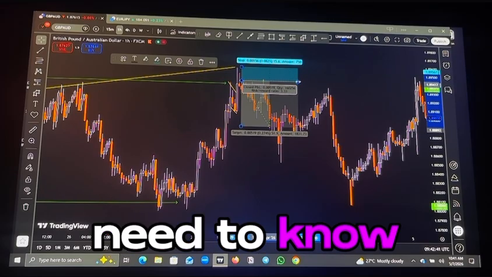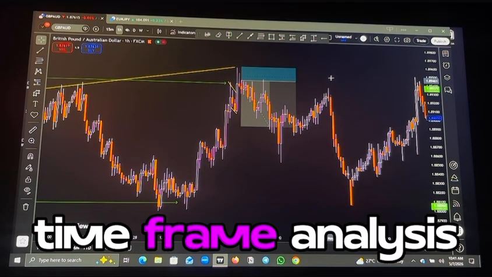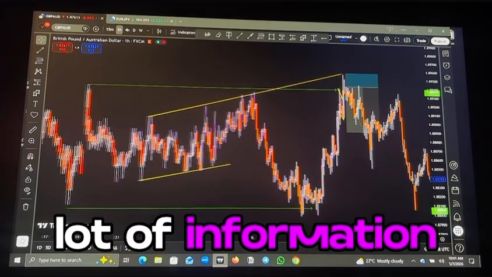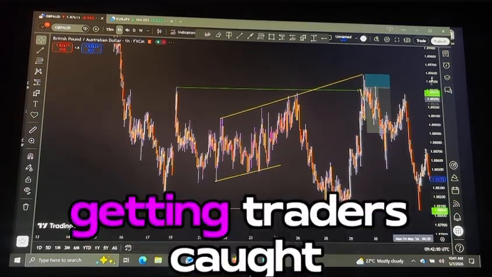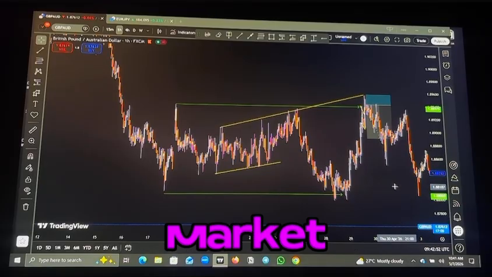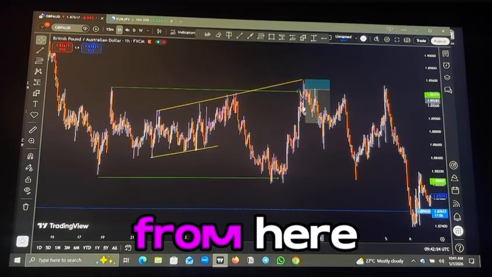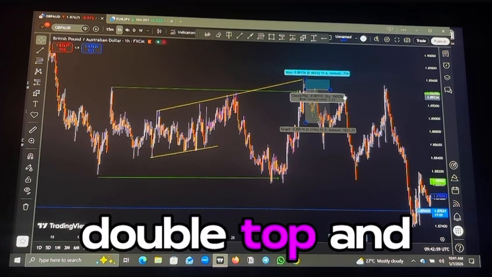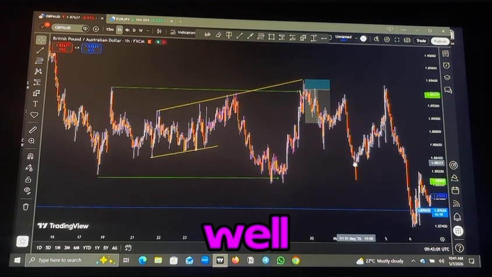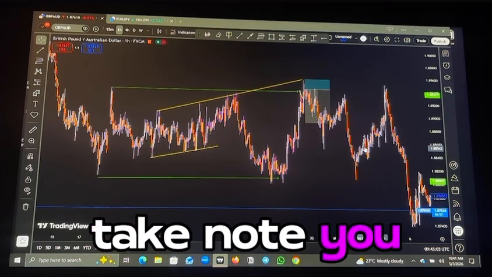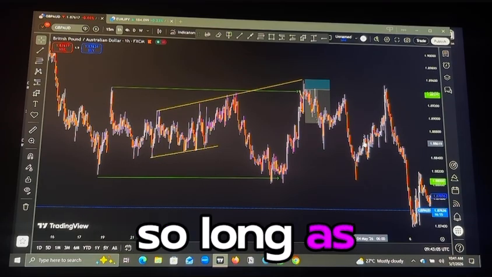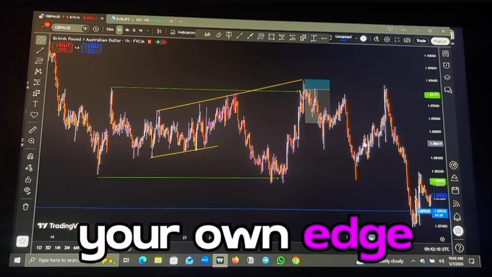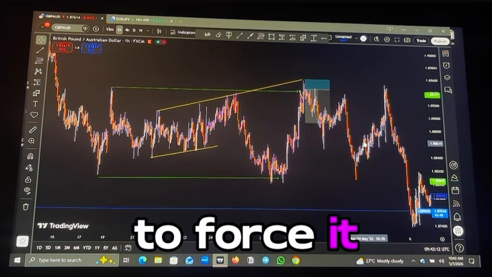That's all you need to know about this multi-time frame analysis. It presents a lot of information. You can see how we are getting traders caught out of the market, and also how the market sold from here. The market then came back, gave us a double top, and then dropped as well. Take note, you don't have to catch every move. So long as the market has not presented your own confidence, your own edge, you don't have to force it.